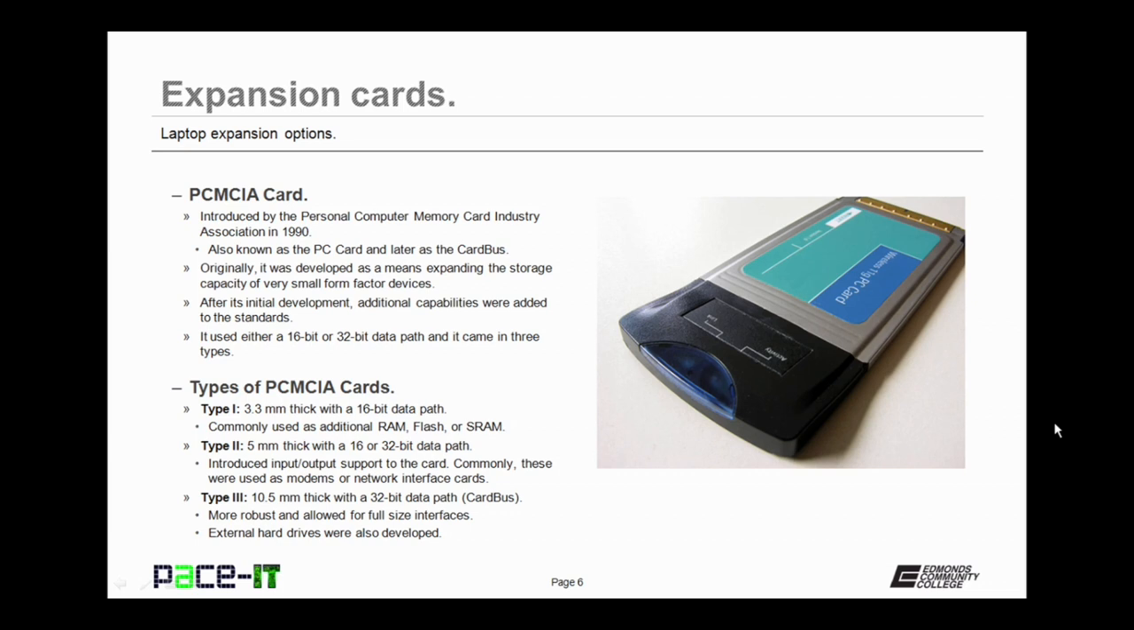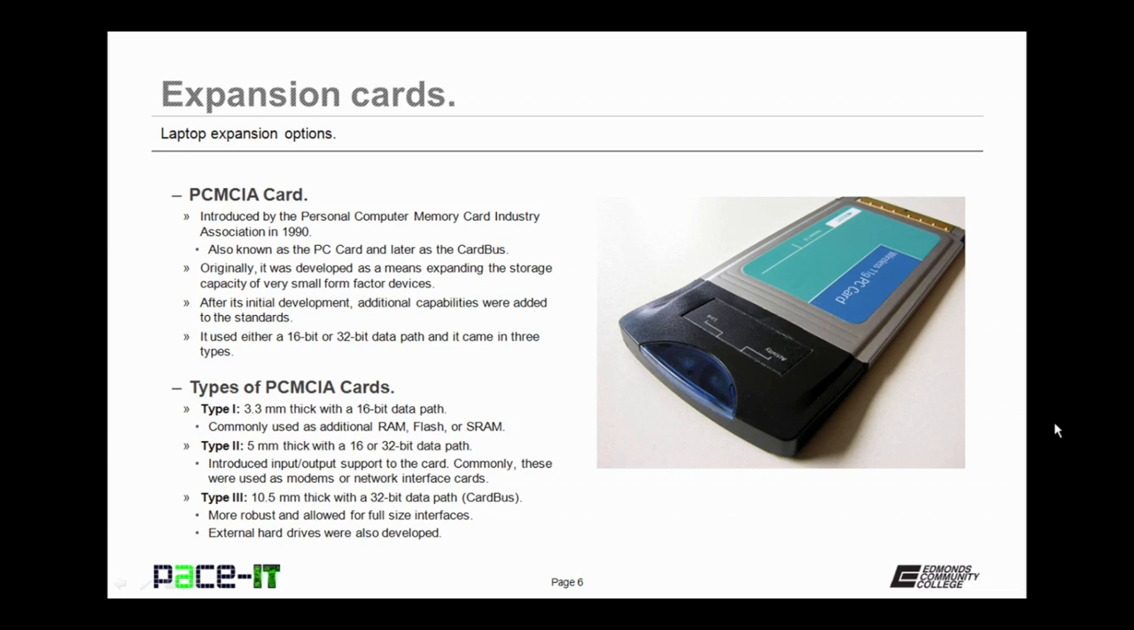The first card developed was the Type 1 card. It's 3.3 millimeters thick, and it only came with a 16-bit data path. It was commonly used as additional random access memory, or as flash memory, or as static random access memory. Then along came the Type 2 card. It was 5 millimeters thick, and it could come with either a 16 or 32-bit data path. It introduced input-output support to the card. Commonly, they were used as modems or network interface cards.